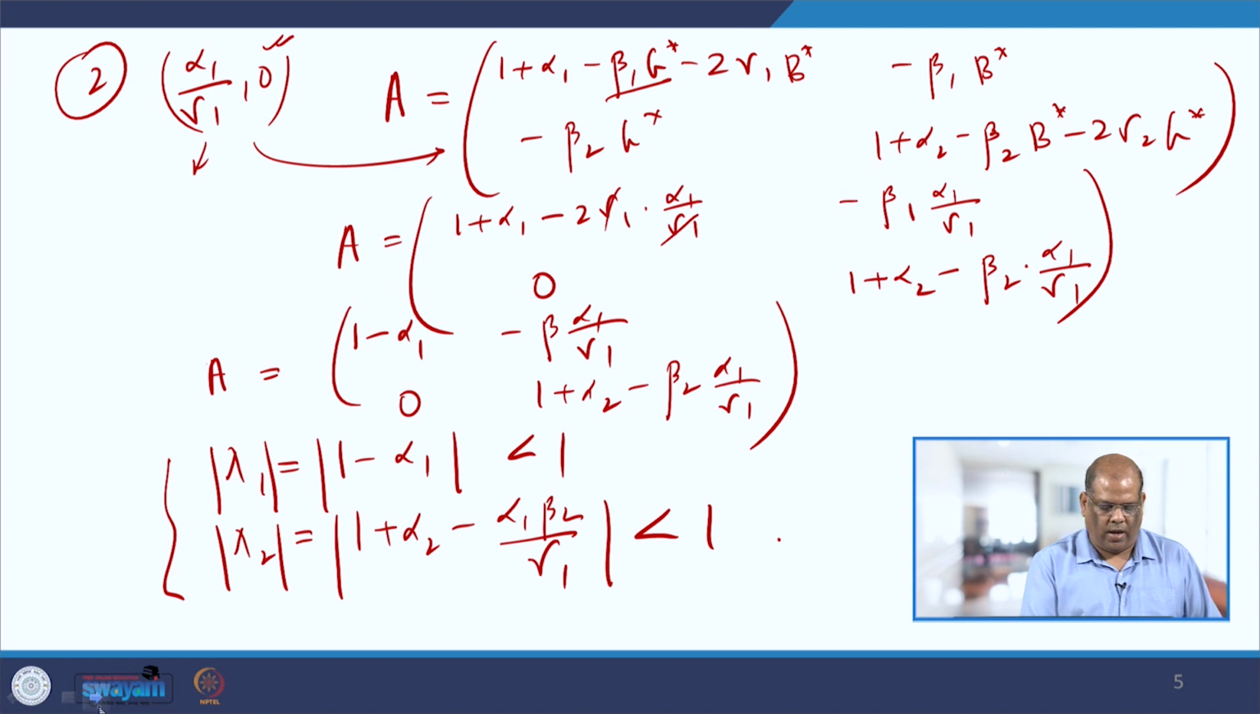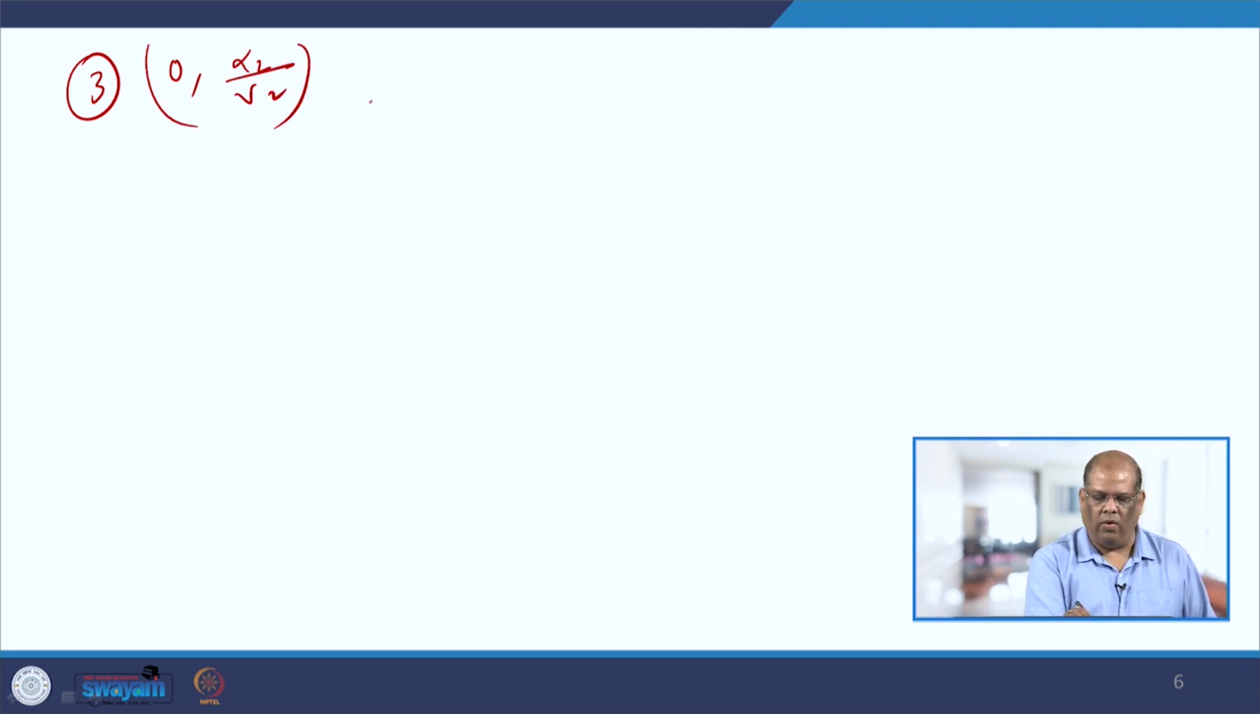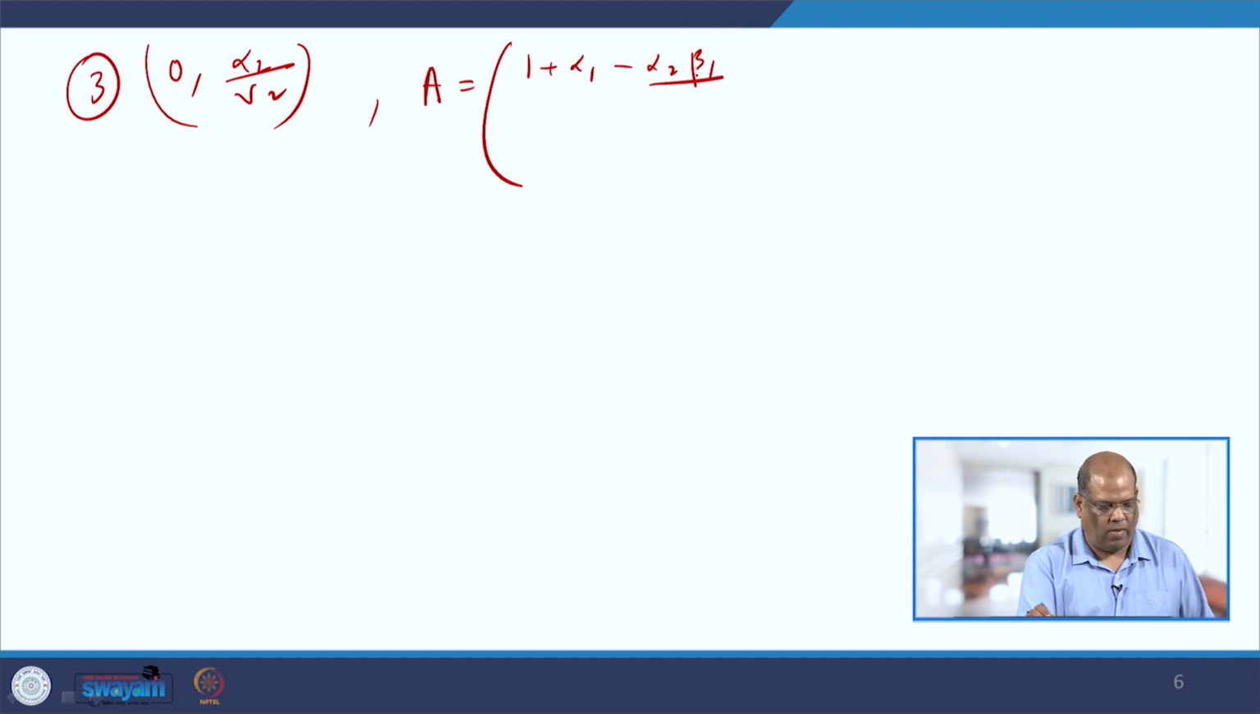In a similar manner, if we take 0, alpha 2 by gamma 2, you will get your coefficient matrix to be 1 plus alpha 1 minus alpha 2 beta 1 by gamma 2, 0, minus alpha 2 beta 2 by gamma 2 and 1 minus alpha 2.